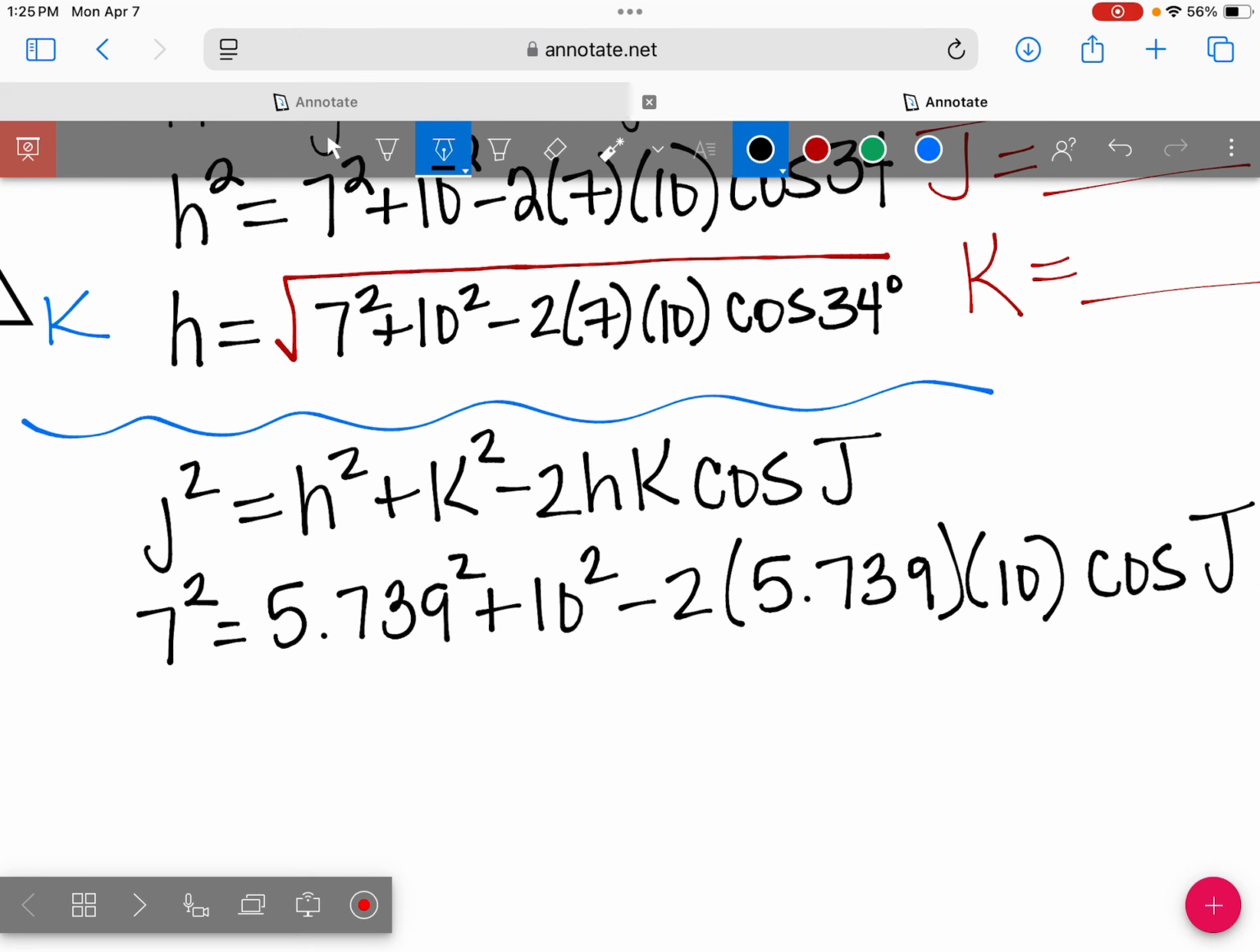Also, Tamaya, my answer is wrong. Just so you know, my answer for J and K is wrong, so you're going to have to fix it.